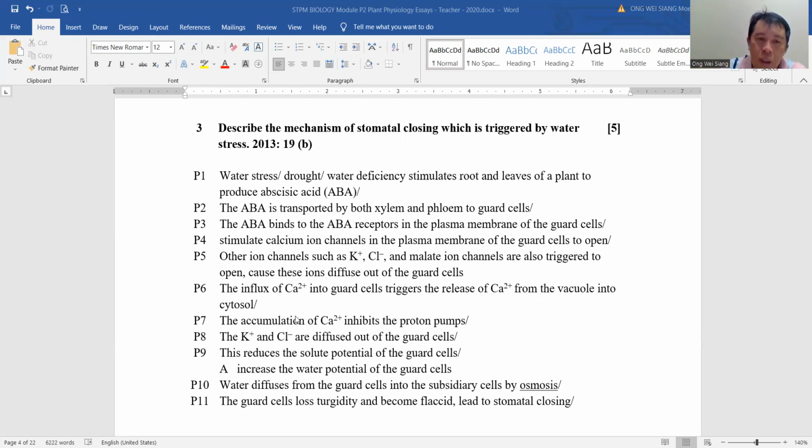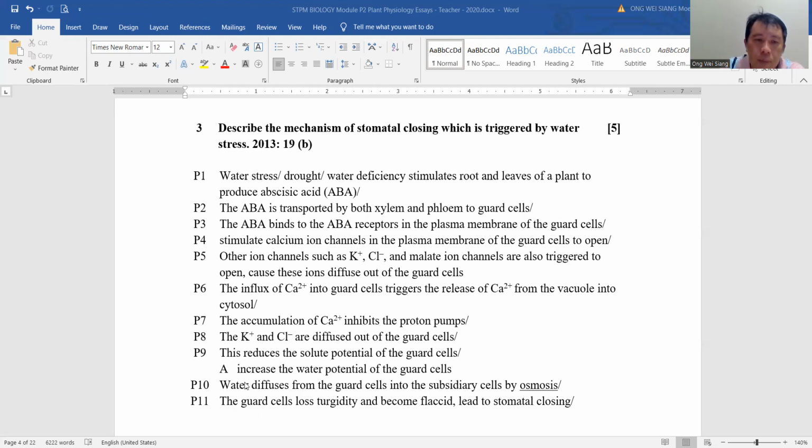Then the accumulation of calcium ions in the cytosol inhibits the proton pumps. So when no protons are pumped out from the guard cell, the potassium ions and the chloride ions diffuse out of the guard cells. And this is during the daytime. Again, no potassium ions can be diffused into the guard cell from the subsidiary cell. So this will reduce the solute potential of the guard cell.